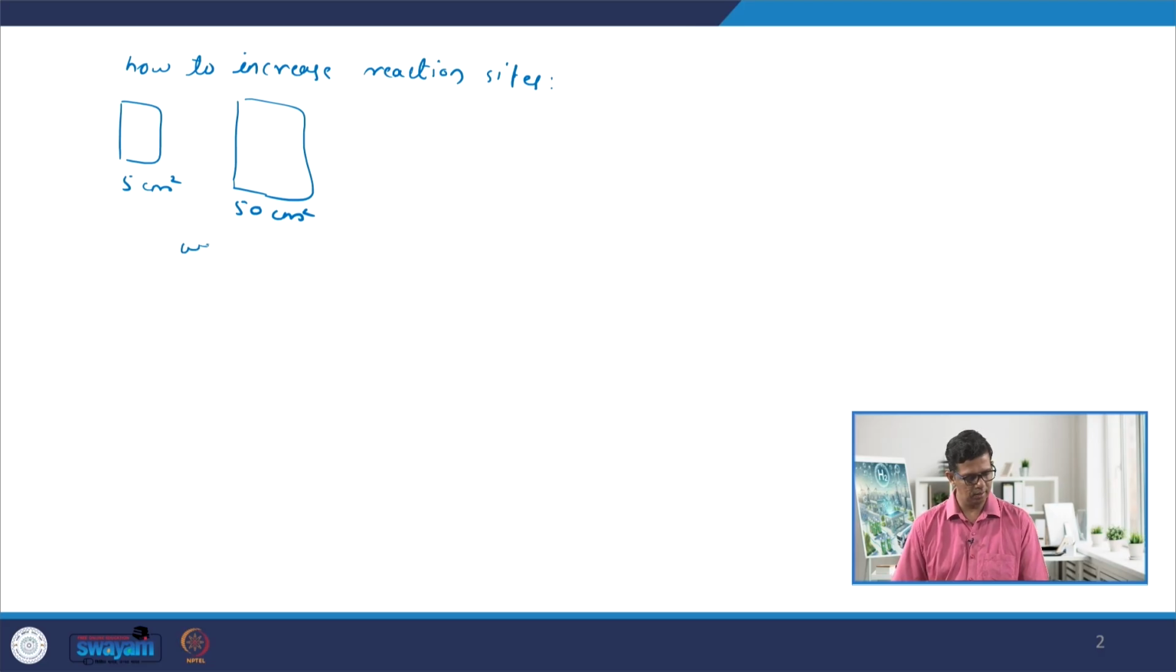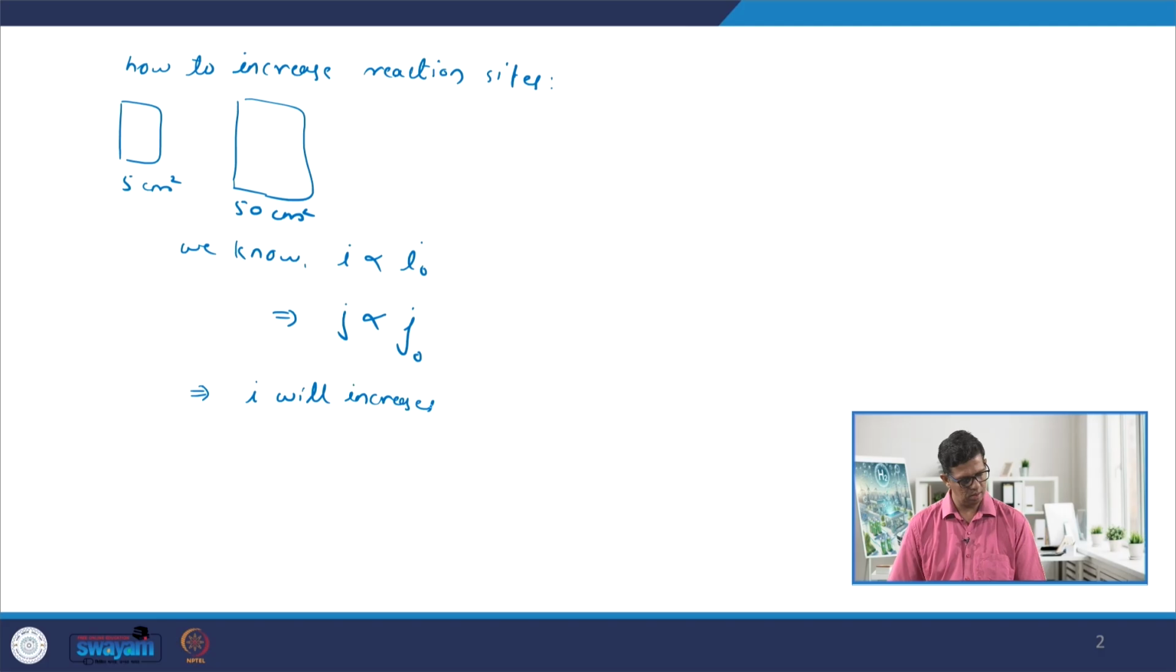So, we know that the current that is generated in the fuel cell is dependent on the exchange current. The higher the exchange current, the higher the net current generated in the circuit. I can write that this current density is also directly proportional to the exchange current density. So, if I simplify this, I can write that this will increase as the area increases.